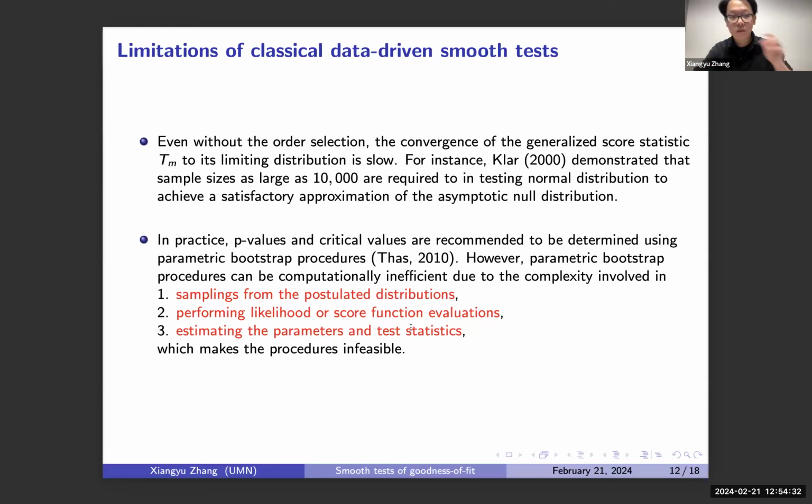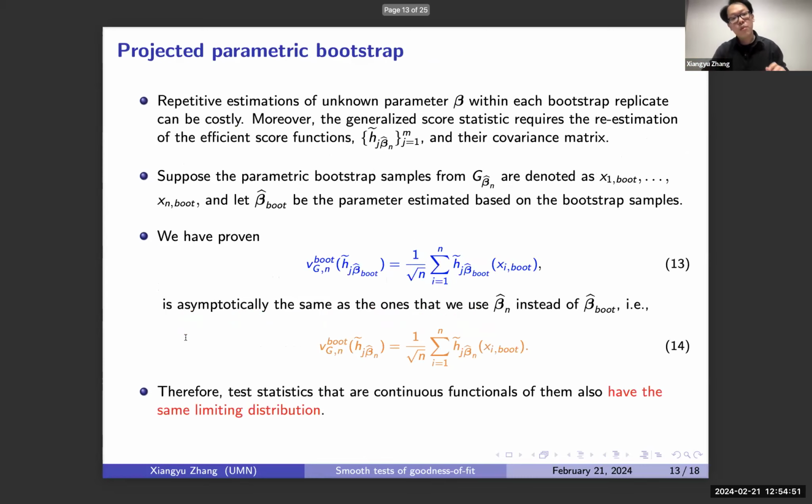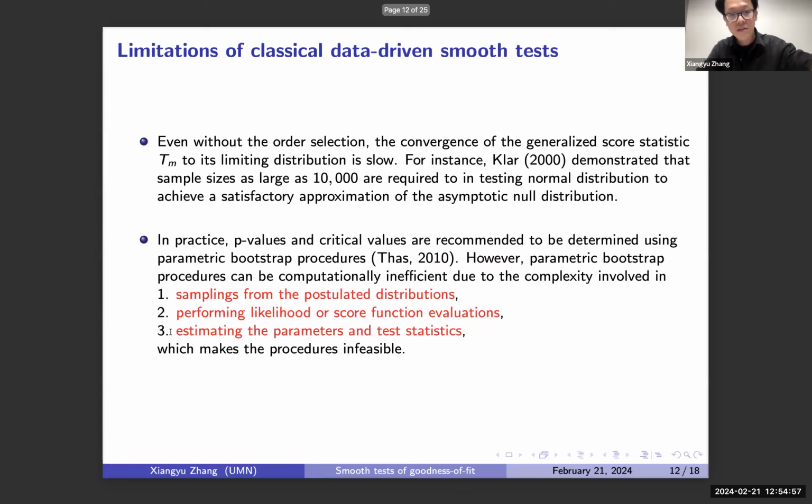That's also a problem. So all of these three problems can make your parametric bootstrap procedures very computationally inefficient and make your whole procedure infeasible. And we propose solutions for these scenarios. The first thing we propose is the so-called projected parametric bootstrap, and this is to help with the third scenario.